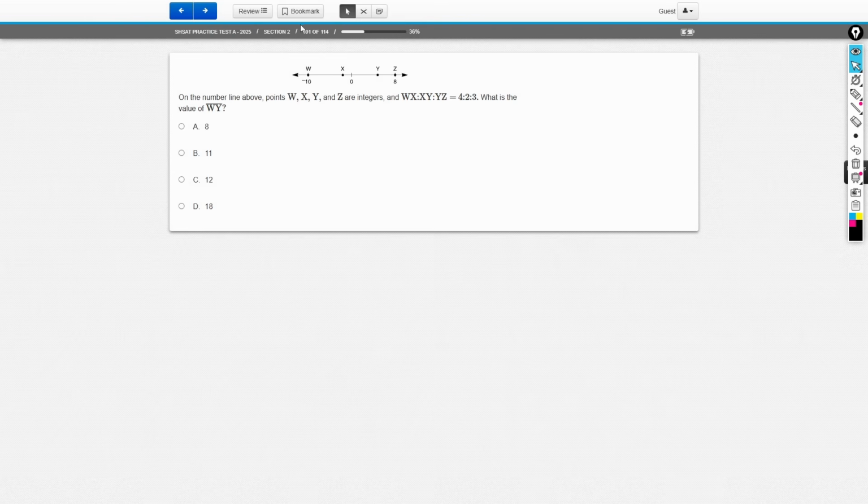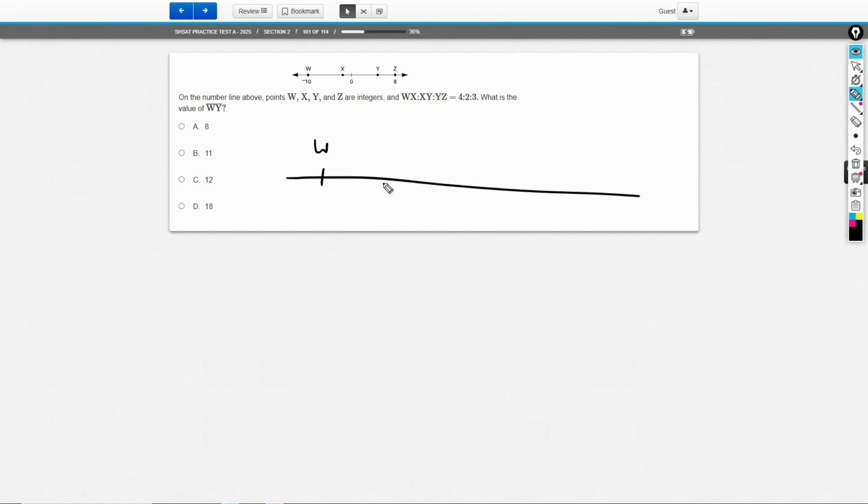Moving on, we're on question 101, guys. So on the number line above, points w, x, y, and z are integers. We know that wx to xy to yz is 4 to 2 to 3. And what is the value of w to y? Okay, so this ratio, right? Let's say we have this number line, right? Here we have w, here we have x, here we have 0, here we have y, and here we have z. This is 8, and this is negative 10.